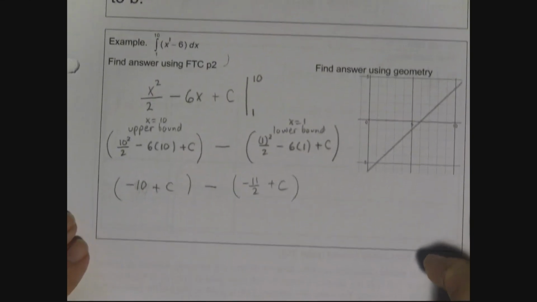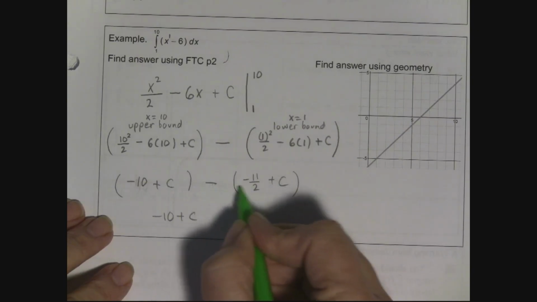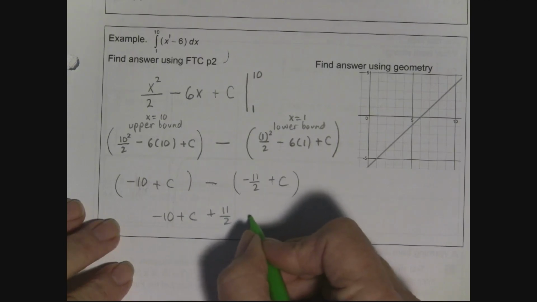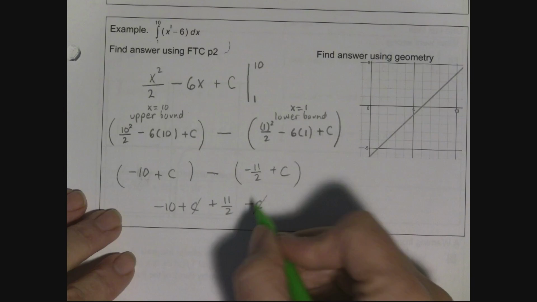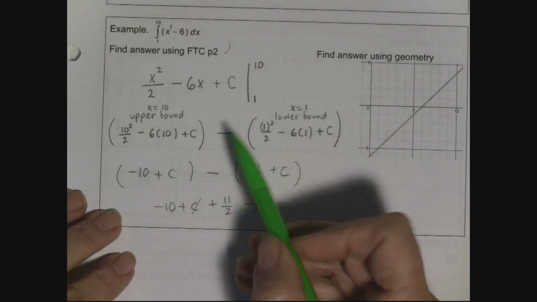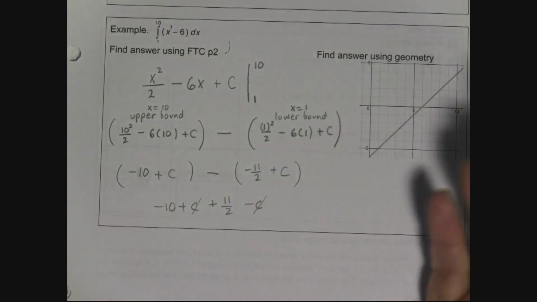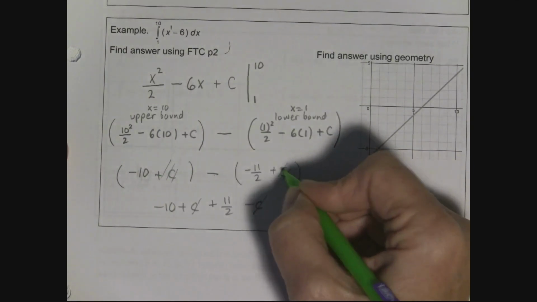And so remember, I'm going to convince you that you don't need the C. So this is negative 10 plus C. And then when you distribute the negative, you get plus 11 over 2, and then minus C. And see where the C's are going to cancel out. Would the C's cancel out every single time? And the answer is yes. If you put the plus C, then you're going to have plus C here, minus C here, in your upper and your lower bound. So do I have to have the C there? And the answer is no.